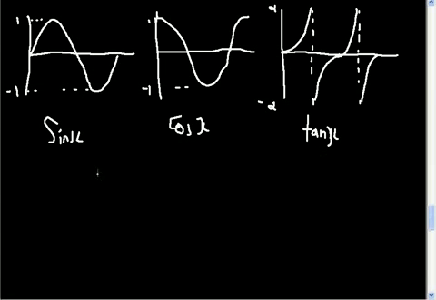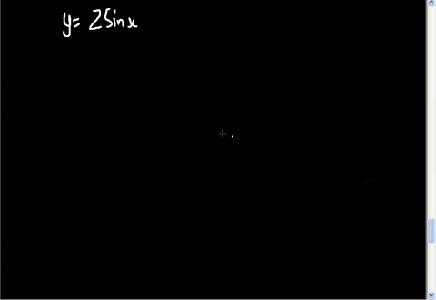Now let's see how you could transform these graphs. You could very well draw sine x or cos x between 0 and 360. But what if someone asked you to draw y equals 2 sine x? How would this graph change? Before doing this, you need to be very thorough with your transformations from Core 1.